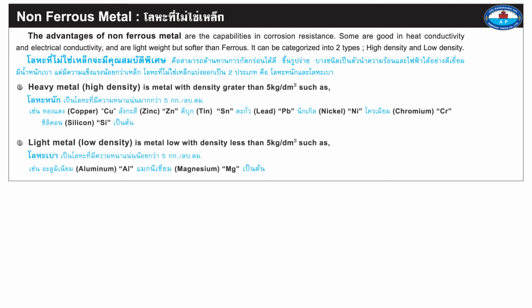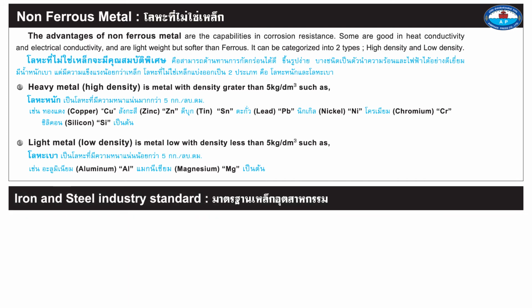Heavy metal, high density, is metal with density greater than 5 kilograms per cube decimeter, such as copper, zinc, tin, lead, nickel, chromium, or silicon. Light metal, low density, is metal with low density less than 5 kilograms per cube decimeter, such as aluminum or magnesium.